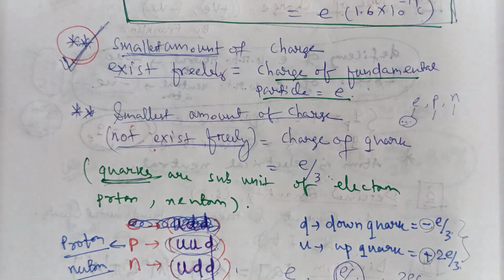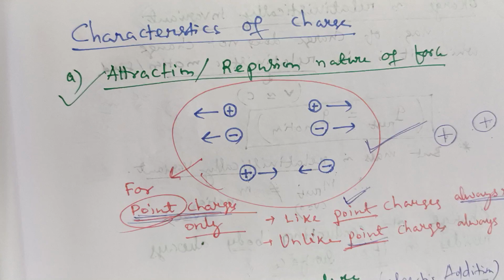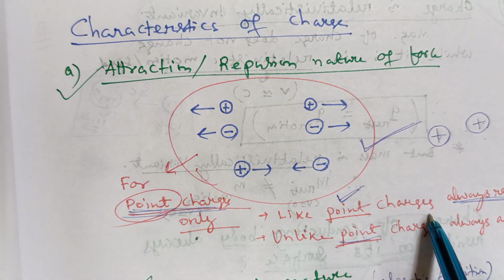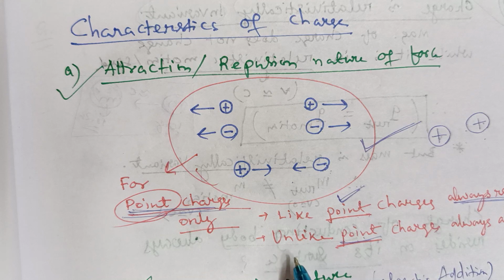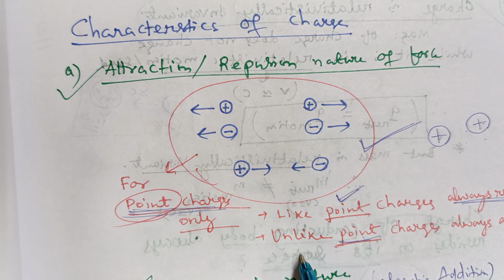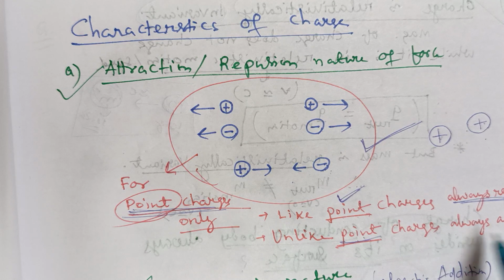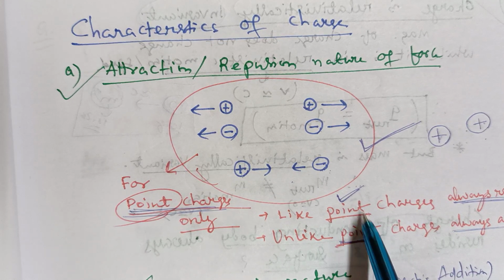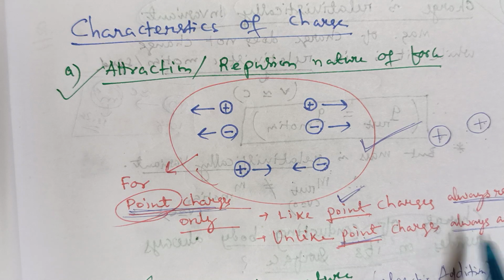Now you will recall all the properties and characteristics of charge. Important properties, just remember. The first one is that like point charges always repel. Unlike point charges, meaning charges different in nature, always attract. The word always will be attached only if you write point charge. Otherwise you cannot write always.